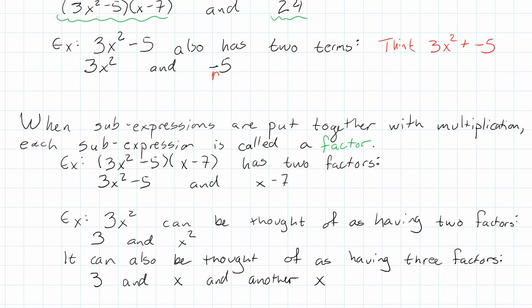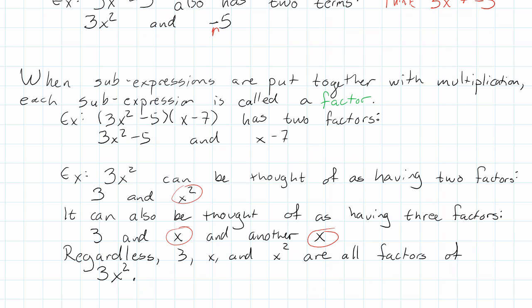Whether we want to think about x squared as just one factor, or each x as separate, depends on what we want to do with this. Our key goal with factors is not going to be to count them, but to determine whether or not any particular thing is a factor. So we can say that 3x and x squared are all factors of 3x squared.